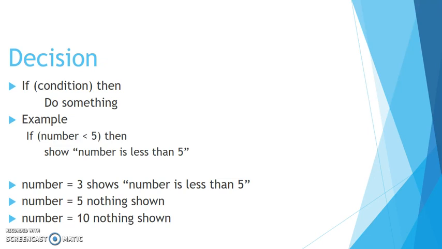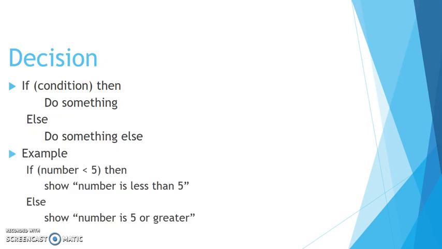Now we're going to go to the next stage of this, which is where we add in an else statement. So we have if condition, then do something, else do something else. So an example is if number is less than 5, then we want to show that the number is less than 5. Otherwise, or else, we want to show that the number is 5 or greater.